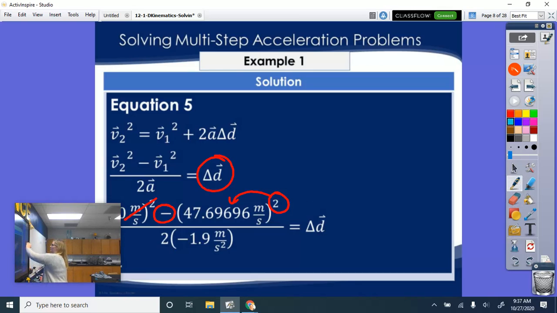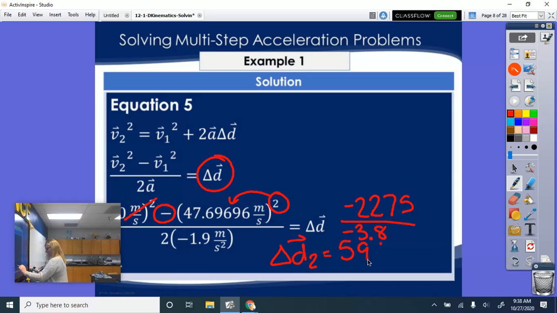Let me write down over here. So I get negative 2275 divided by my 2 times negative 1.9, negative 3.8. So then I can go ahead and do that math. There we go. And my total displacement for part 2 is 598.68 meters.